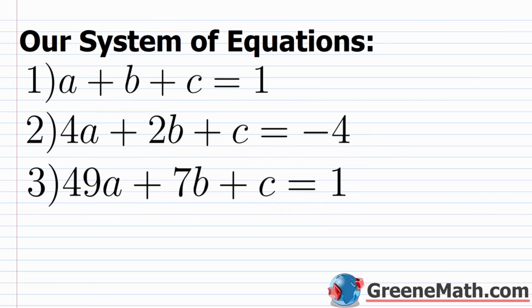All right, so we have our system of equations. So again, you can number these however you want. It's just for reference. So equation number 1, let's say that's a plus b plus c is equal to 1. Equation number 2, that's 4a plus 2b plus c is equal to negative 4. And then equation number 3, that's 49a plus 7b plus c is equal to 1.